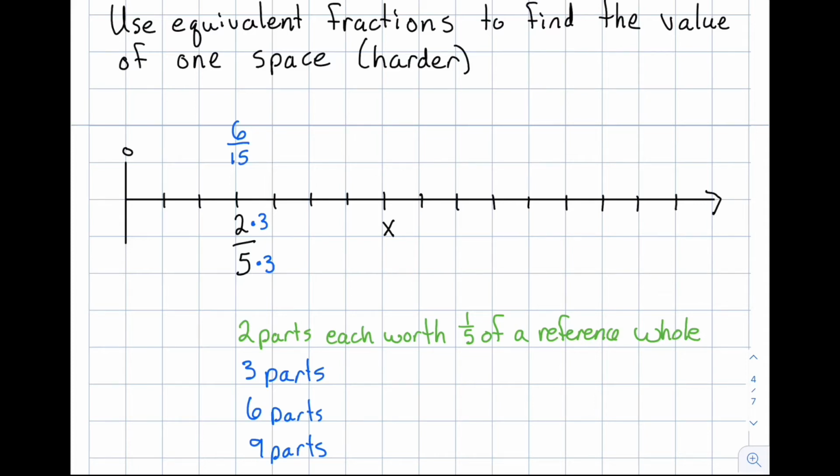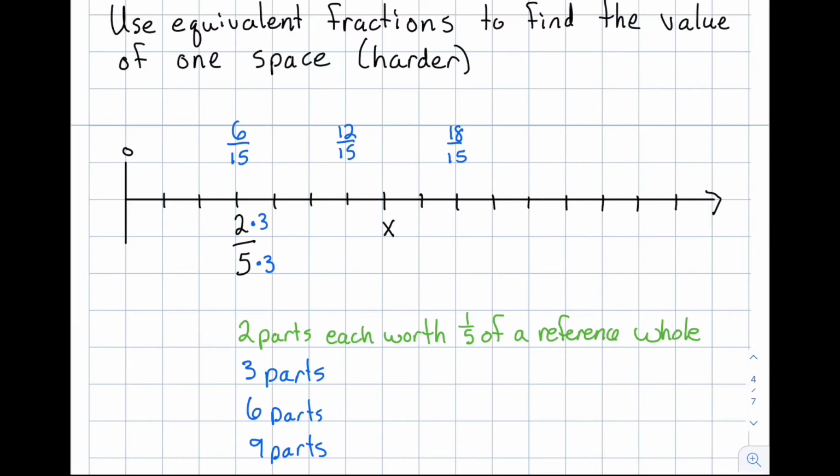So now that I have 6/15 right there, I can count ahead, right? I have 1, 2, 3 parts are worth 6/15. So another 1, 2, 3 parts, we're going to have 12/15. Another 1, 2, 3 parts, we'll have 18/15. So I'm counting by sixes in the numerator.